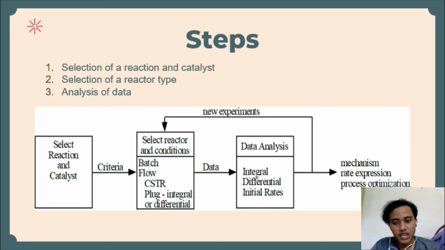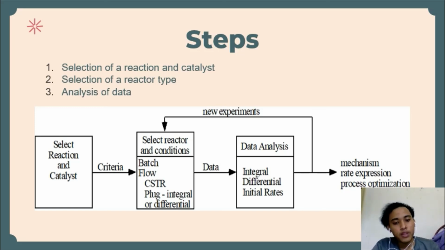Okay, now for the next part, which is the steps of collecting and analyzing data. We have 3 steps. The first step is the selection of reaction and catalyst. The second step is the selection of reactor type, and the last step is analysis of data. As you can see in the diagram, first we need to select the reaction and catalyst that we want to use or study. And then we need to find the reactor, conditions, and all the criteria that will fit our reaction and catalyst.